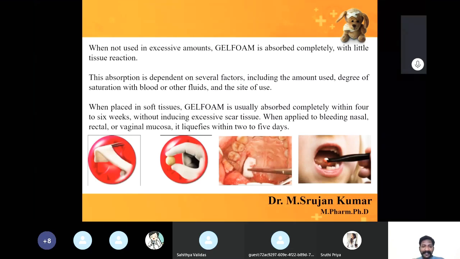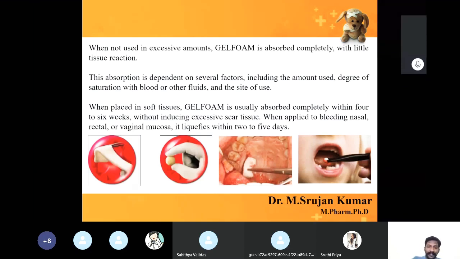When applied to bleeding nasal, rectal or vaginal mucosa, it liquefies within 2 to 5 days. So the same gel foam, when applied to different areas like nasal bleeding, rectal bleeding or vaginal mucosa bleeding, will liquefy and move off within 2 to 5 days. So here two sites we are going to come across. One is soft tissue, the other one is bleeding nasal, rectal and vaginal tissues. In soft tissue it will take about 4 to 6 weeks, but in the latter case it will take only 2 to 5 days. This is how your gel foam behavior will change according to the site of use.